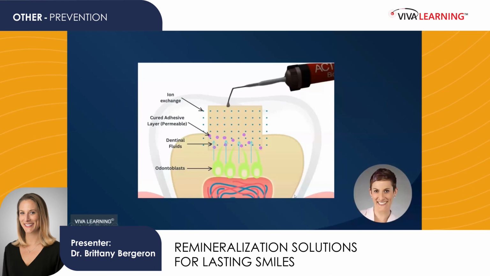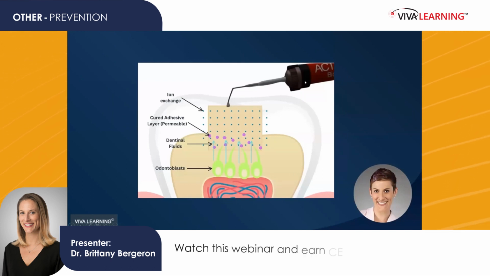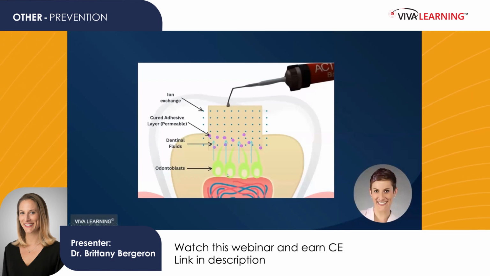But here we have our tooth. That's probably the only obvious part of this, our Activa bioactive restorative material. Here we have our pulp chamber. These are supposed to be odontoblasts. Hopefully you get the idea.